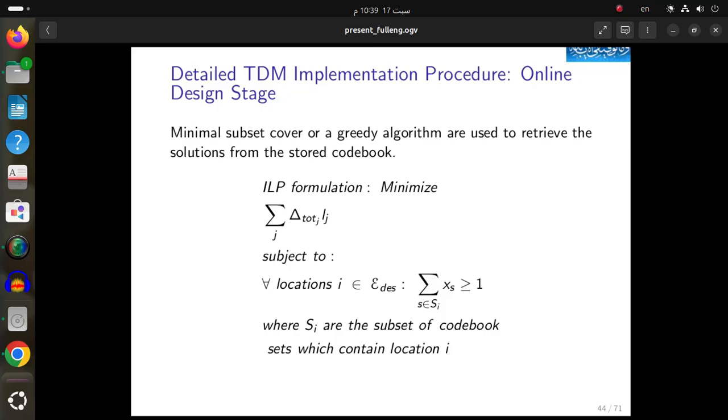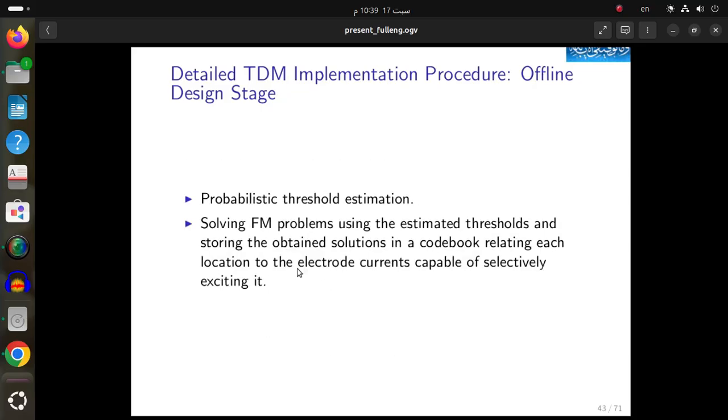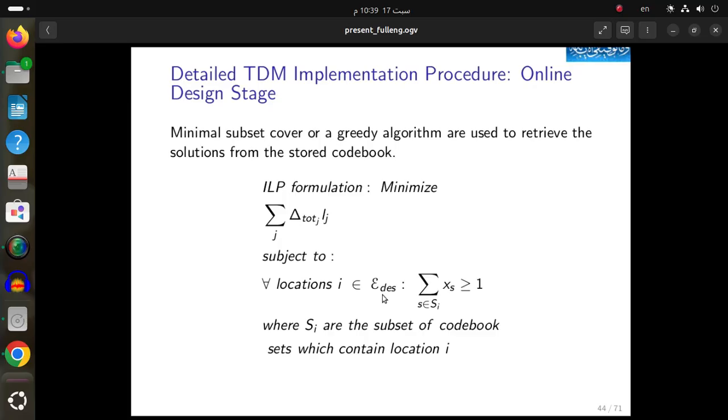Where we insert two types of constraints. We define membership variables XS. These membership variables are 1 if a certain set is chosen, and 0 if it is not chosen. For the desired target locations that we want to excite, the summation of membership variables should be greater than or equal to 1. This assures that at least one of the sets containing it has been chosen.